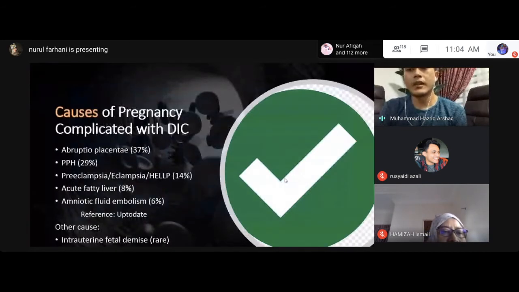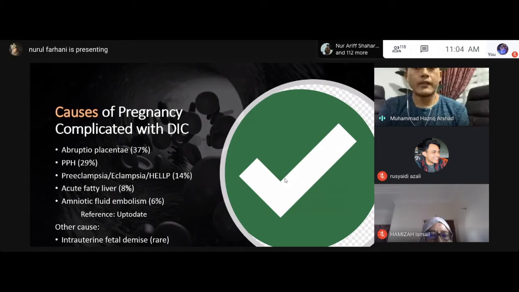Okay, basically these are the causes that I get from UpToDate. This is the study that they show, the percentage of that. They studied about 49 cases of DIC in pregnancy, and this is to show you the most common cause is actually abruptio placenta, followed by PPH, preeclampsia, acute fatty liver, and amniotic fluid embolism. Okay, with the following percentages.